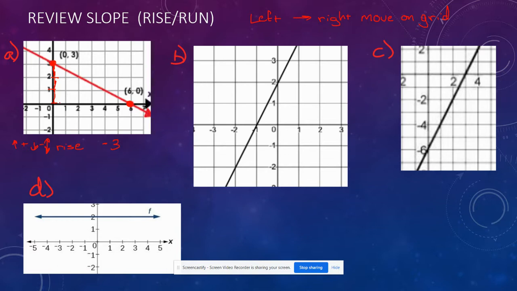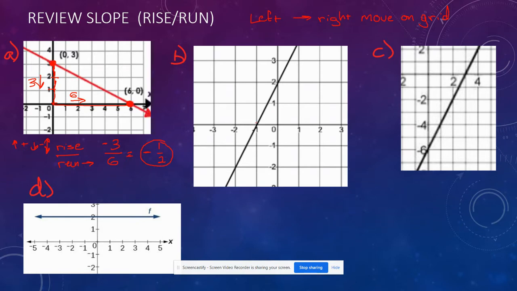This was down 3. Then when I pause at 0, I'm going to go over 1, 2, 3, 4, 5, 6. So the run is 6. Down 3 over 6. That is the ratio of this line. So I put down 3 over 6. The run is my denominator. And again, run, I always go left to right, so it's positive. Now I can simplify that fraction. Remember, the negative can now go in the front of the fraction and simplify it to -1 over 2. That's the slope of this line.